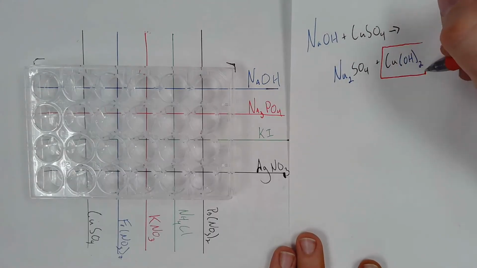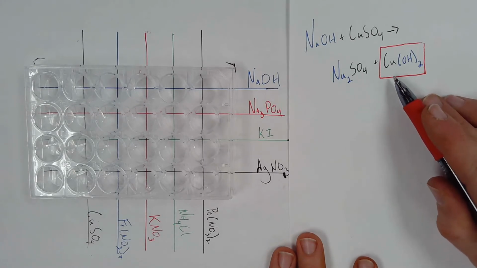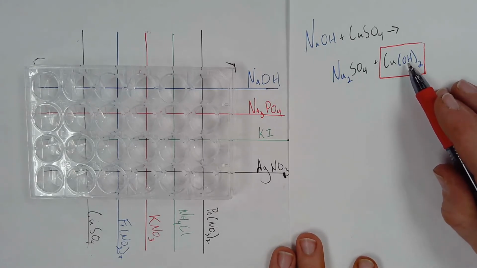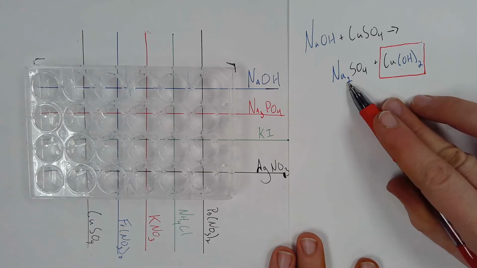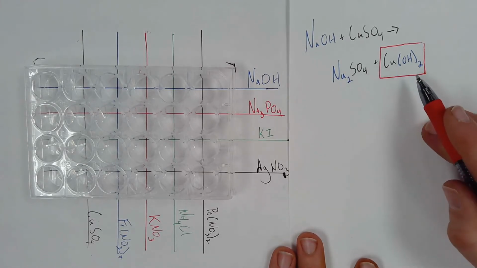So we know that we're going to get a solid made of copper hydroxide. Rule number 8, right? Hydroxides are insoluble. Anything with sodium is always soluble, so the sulfate doesn't matter to us. So we're going to get this thing as a solid formed as the result of mixing two liquids.